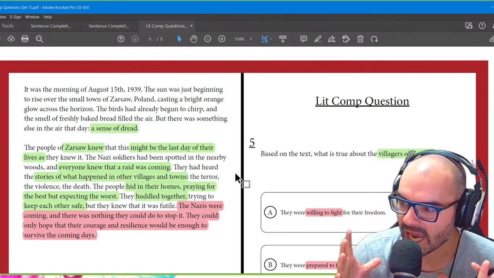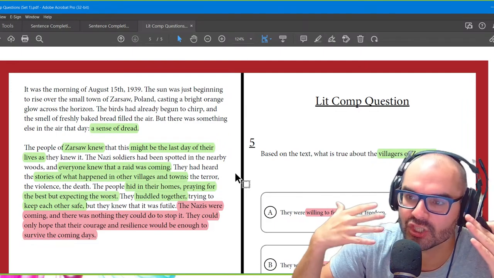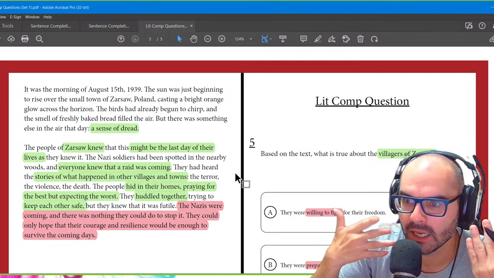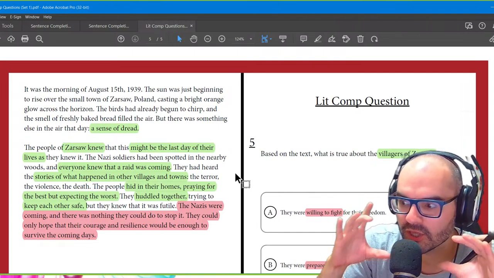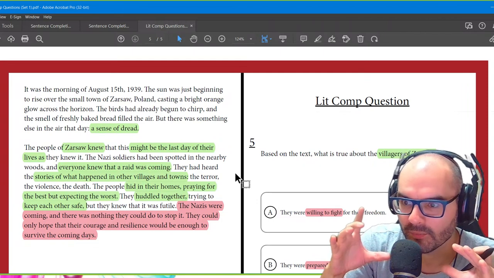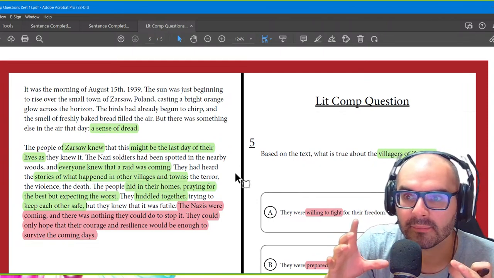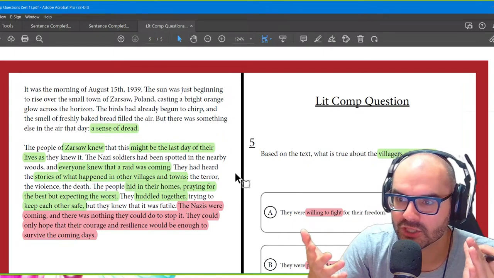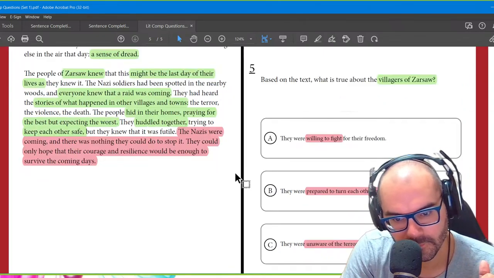So as much as I can, I'm always looking to just minimize the amount of information I have to take in. If I can just focus on a certain part of the text where I think the answer will be, I'm probably going to save a lot of time. And I'm also going to minimize distractions. And that's going to make me more efficient.